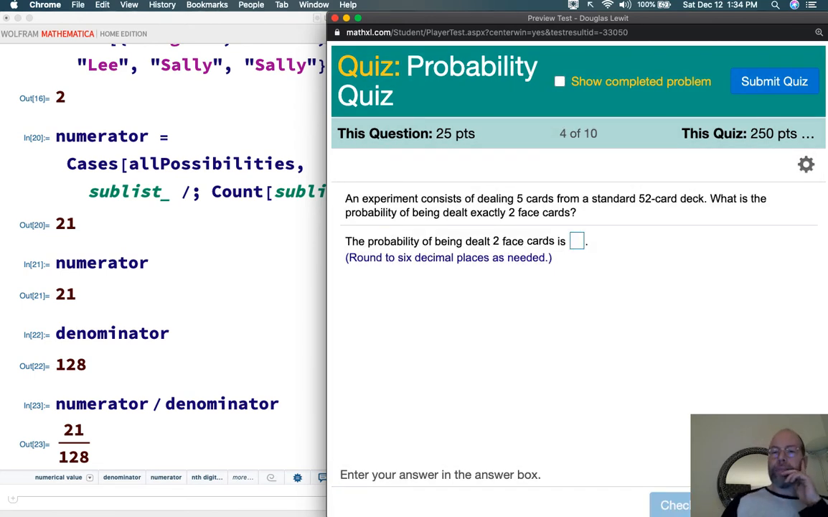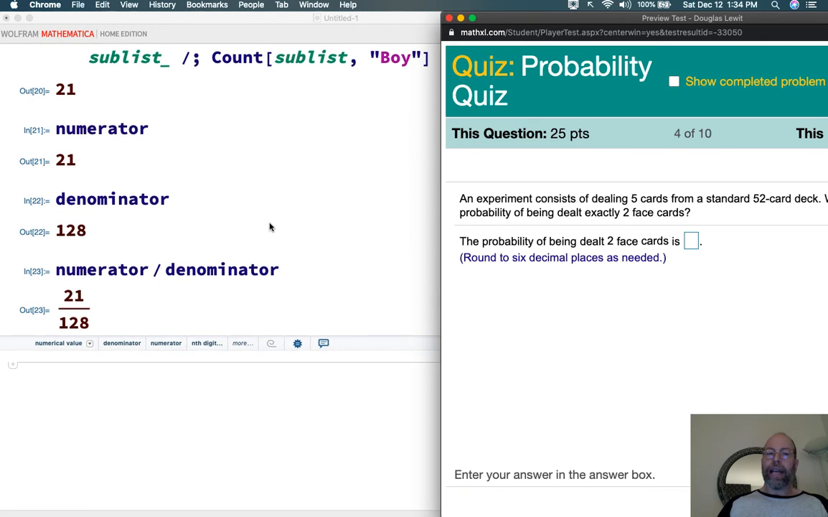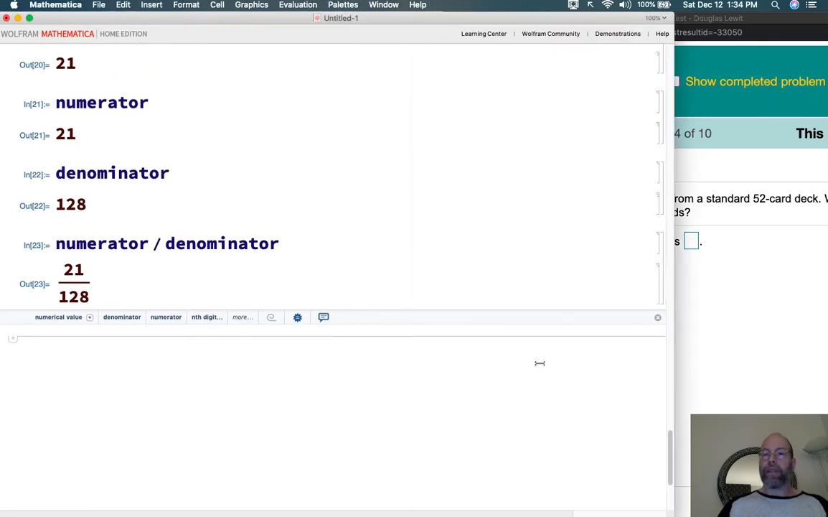An experiment consists of dealing 5 cards from a standard 52 card deck. What is the probability of being dealt exactly 2 face cards? So here, again, we have to use some thinking. What are face cards?